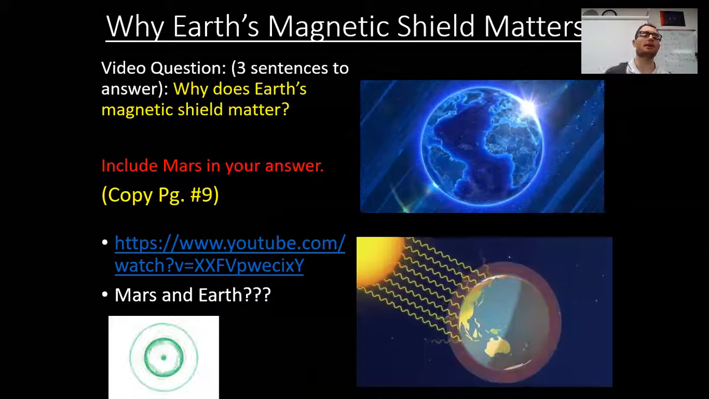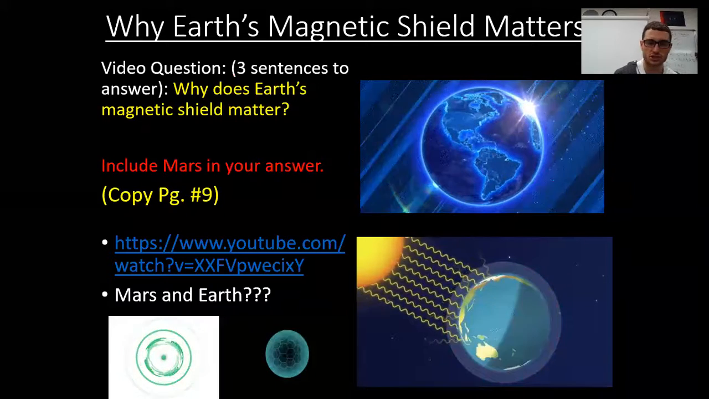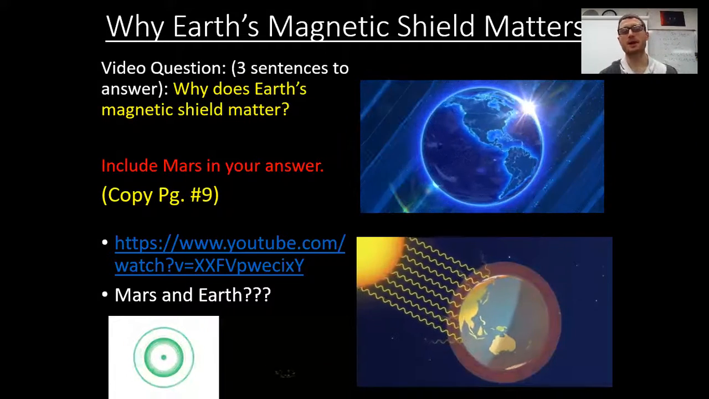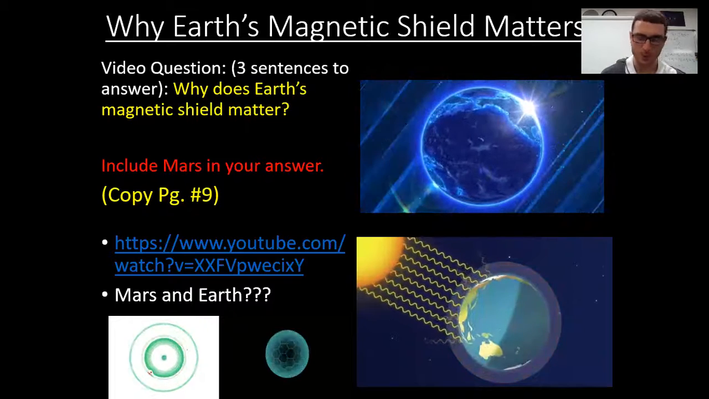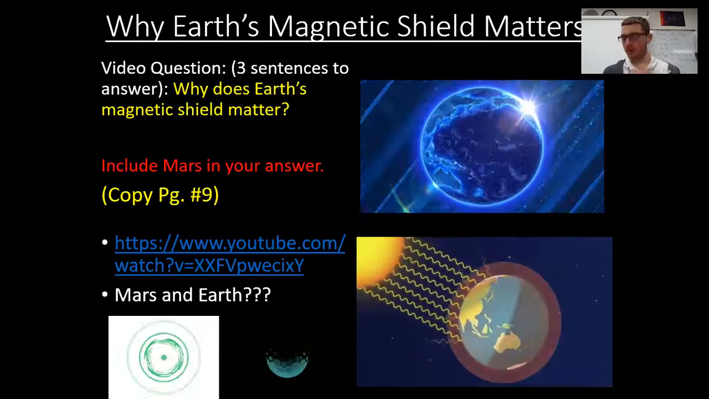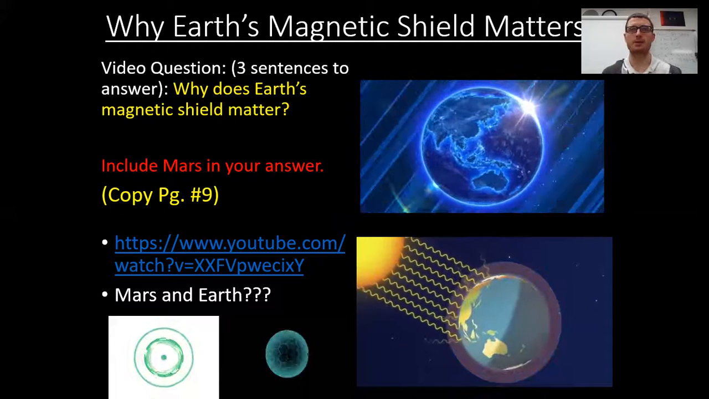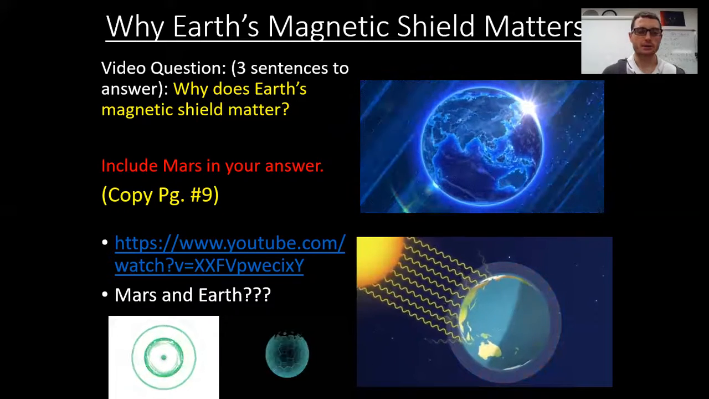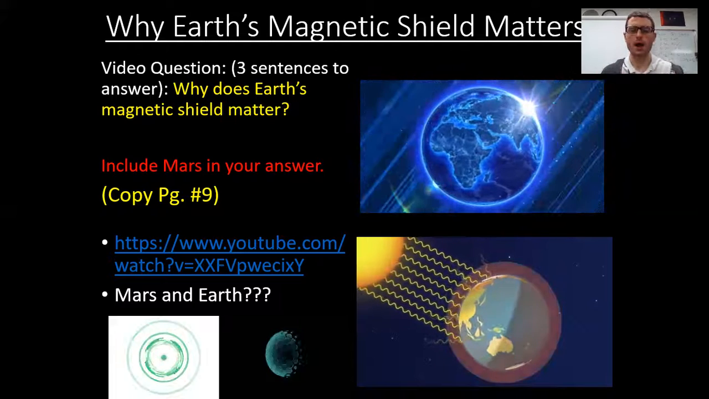Okay, so go ahead. In the yellow, we have a question on page 9. Our first video question of this section is going to be, why does Earth's magnetic shield matter? Why is the magnetic shield important? Earth is a planet, obviously. It's a ball of rock and dirt and magma and metal, but it has a force field around it, a magnetic shield. Why is it important?